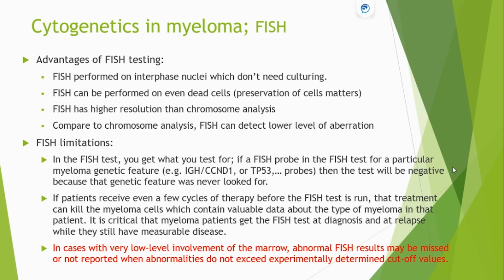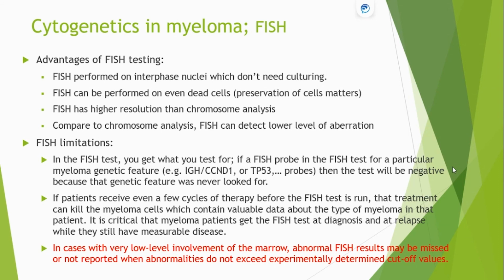And also FISH is very sensitive. If your patient gets a few cycles of therapy before FISH testing, that can change the genetic composition of the cells, and you're going to lose the valuable data that you could have gotten prior to that. So the critical moments for FISH testing are at the beginning of the disease and also at the time of relapse. And I put this one in red as a statement: in cases with a very low level of involvement of the marrow, FISH is still going to miss the abnormality, because FISH is bound by cutoff values.